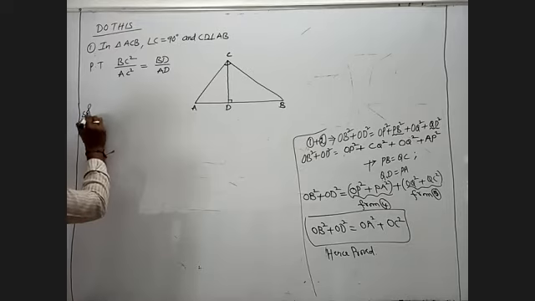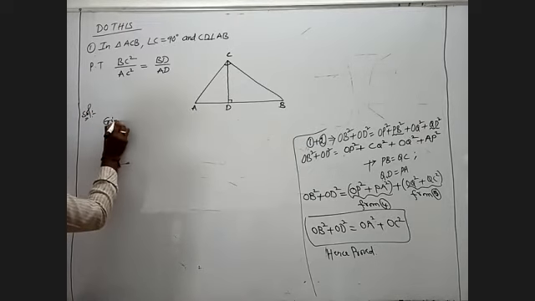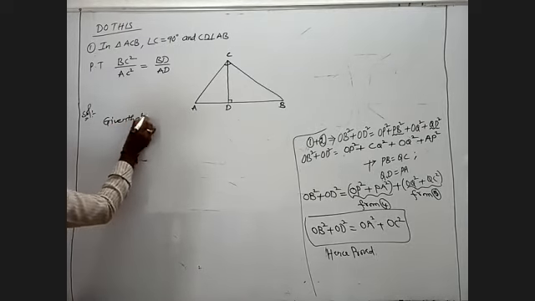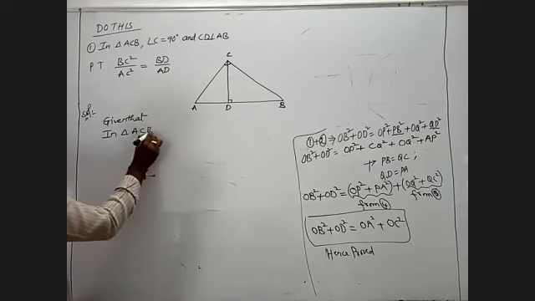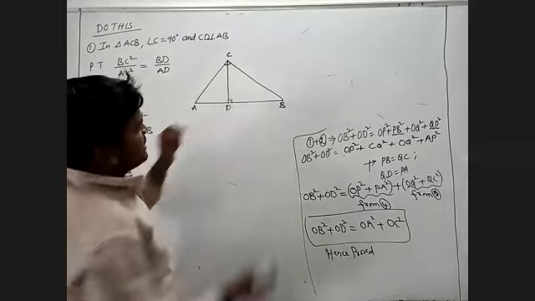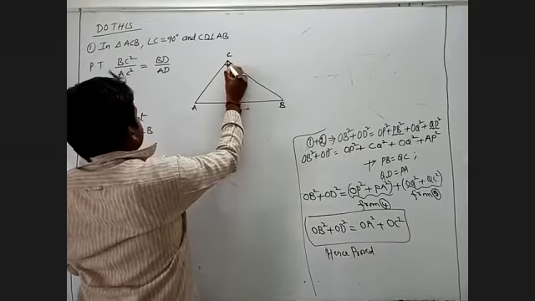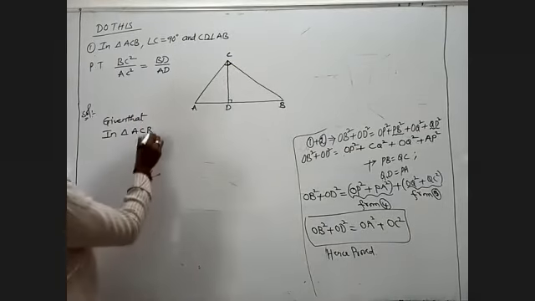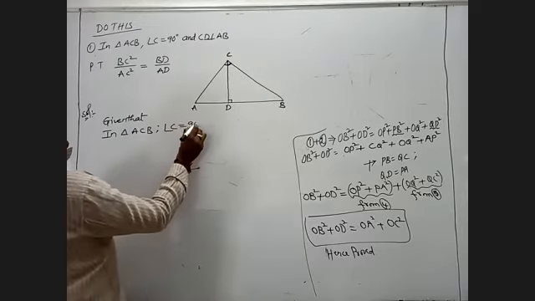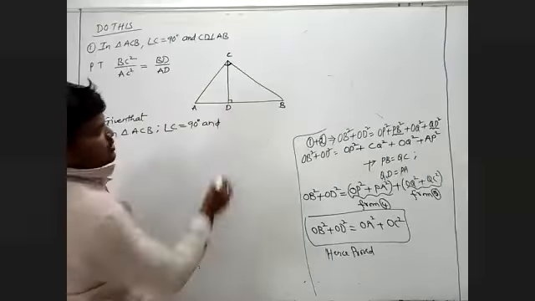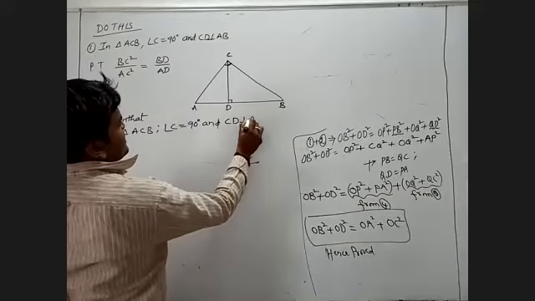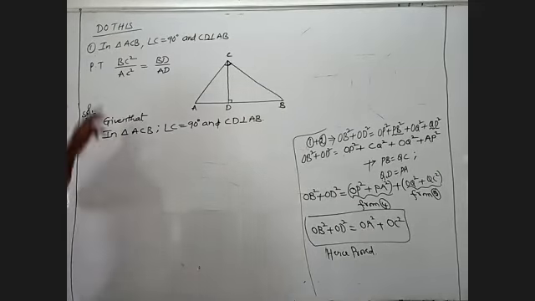First, given that in triangle ACB, angle C is equal to 90 degrees is given, and CD is perpendicular to AB. But I have to prove BC square by AC square is nothing but BD by AD.